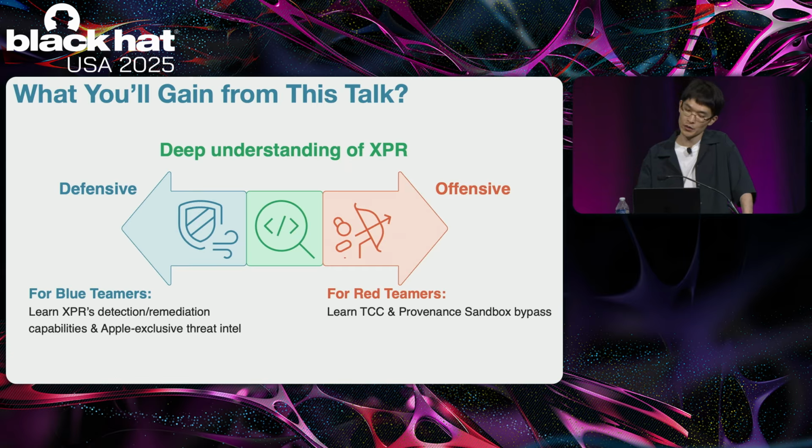For blue teamers, you learn how XPR detects and removes malware. This will help you understand its capabilities more clearly, and you also get insights into Apple exclusive threat intelligence embedded in XPR. This will help you understand lesser-known malware that hasn't been publicly documented. For red teamers, you learn about some vulnerabilities in XPR and Provenance sandbox. This knowledge will help you discover new zero days in the future.